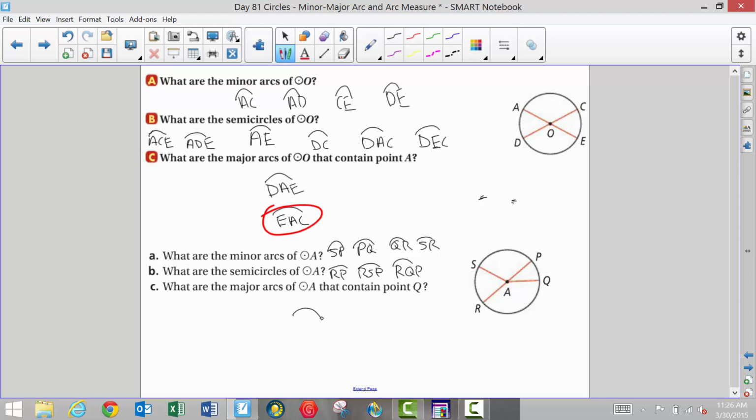So I want anything greater than a half circle but less than a full circle that contain point Q. So I can have RSQ. RSQ is major that contain point Q. And then I also have PSQ. Okay, those are major arcs that contain point Q.